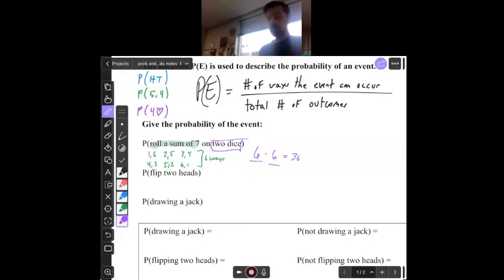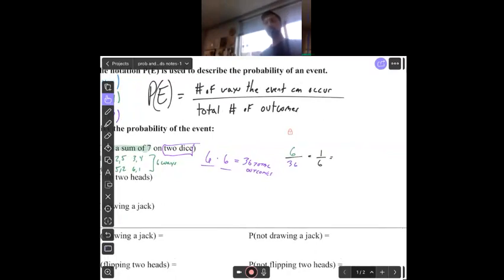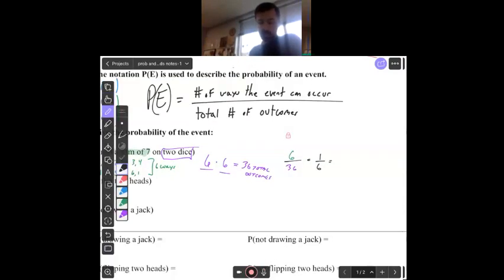So there's 36 total outcomes. So our probability would, of course, be 6 out of 36, which would reduce down to 1 out of 6, which could also be written as a percent if you want. So what percent is that? To the nearest tenth of a percent. That's 1/6 as a percentage. To the nearest tenth of a percent. One more number. Yeah, 16.6%.